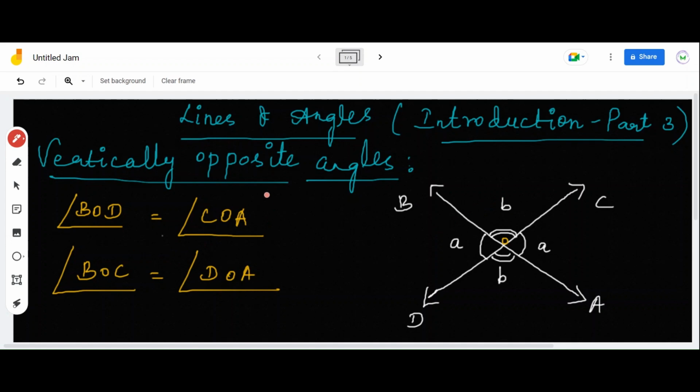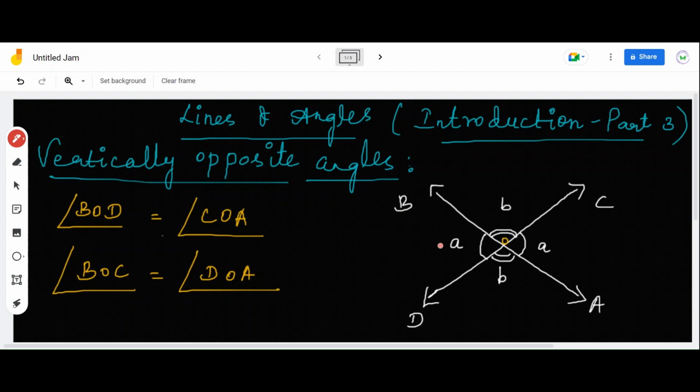Today I'm going to teach the lines and angles topic introduction part 3 video. Already I uploaded some definitions in the part 1 and part 2 videos. Kindly go through them. This is the last definition, and one of the definitions is vertically opposite angles, and then parallel and intersecting lines. So what do you mean by vertically opposite angles?